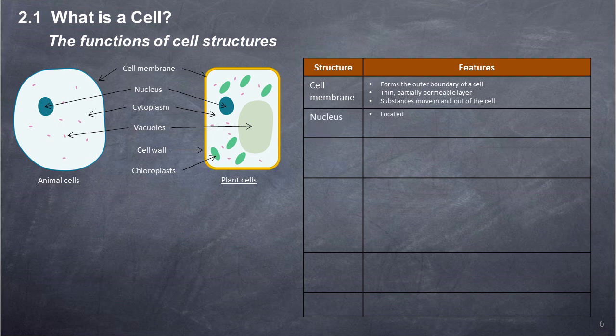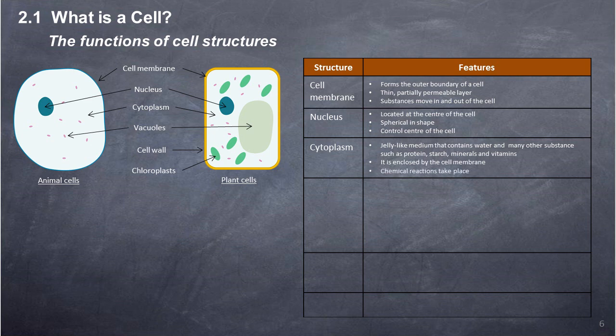Nucleus. Located at the center of the cell. Spherical in shape. Control center of the cell. Cytoplasm. Jelly-like medium that contains water, and many other substances, such as protein, starch, minerals and vitamins. It is enclosed by the cell membrane. Chemical reactions take place here.